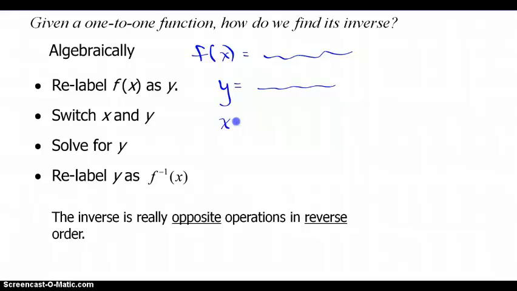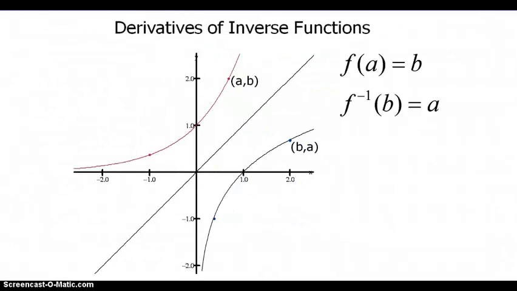Then we switch or we swap our x's and our y's. Everything that's written over here in x, now we're going to write as y, and we're going to replace that y with x. Then we're going to take this relationship and we're going to solve it for y and put it in terms of x. And once we've done that, we've actually found the inverse function to f that we started with. So there's analytically how we would find the inverse function, if you'll remember that from pre-calculus.